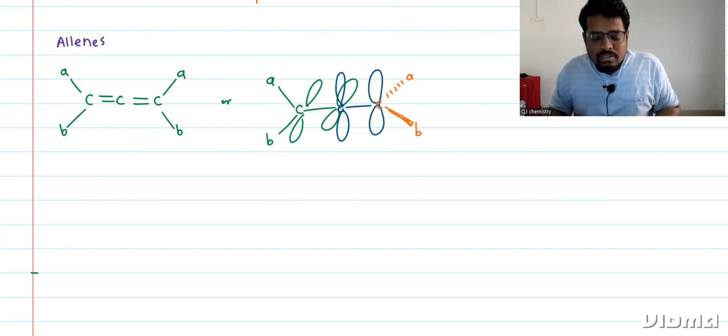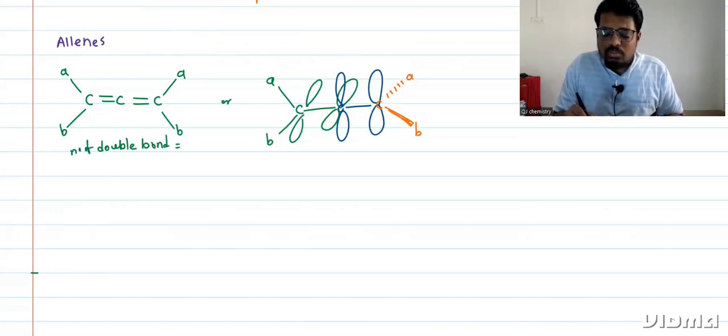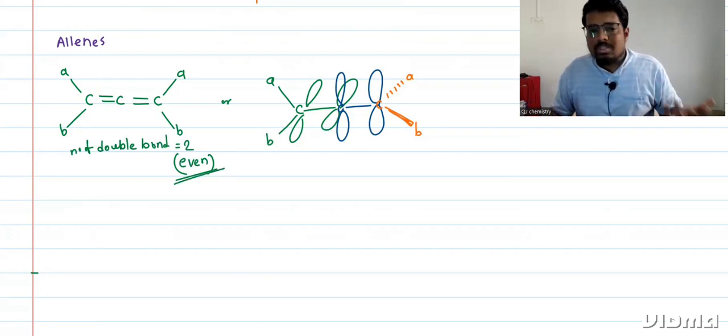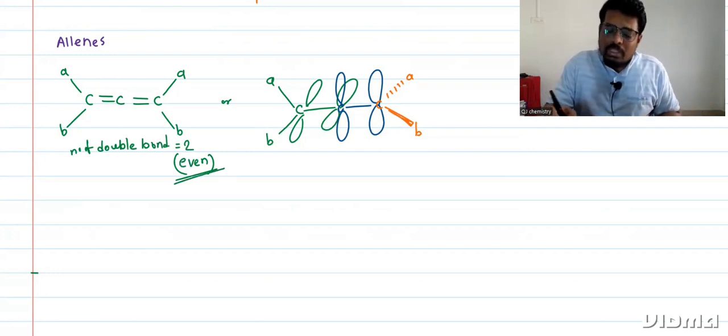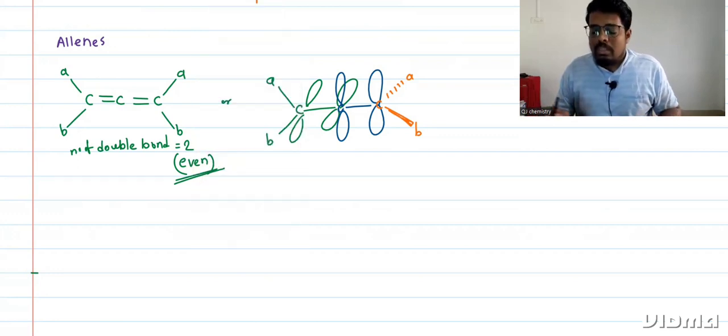So in this case, the number of double bonds is equal to 2, which is an even number, right? So in case of an even number of continuous double bonds, the atoms which are directly bonded to the terminal carbon do not lie in the same plane. Okay, so this is not a planar system. So this is a non-planar system, right?